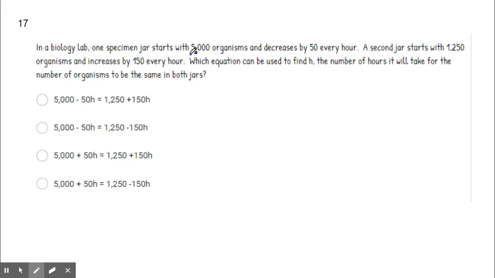So let's look at this situation. 5,000 organisms and decrease. That means it went down, so subtract. 50 every hour. There's where our x goes, because each hour, every hour, per hour. So it's 50x, or in this case, they're not wanting us to use x. They actually want us to use h. So I'm going to put my h here for the number of hours. So 50 times h, okay? We've got 50 times h with the 5,000 and subtracting, so this is good. This one has us adding. Nope, we didn't say we're adding the 5,000 and the 50 times h.